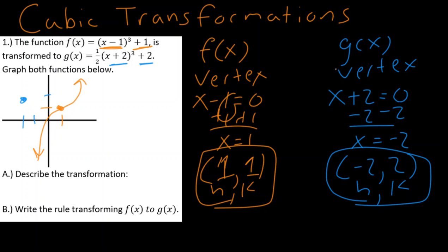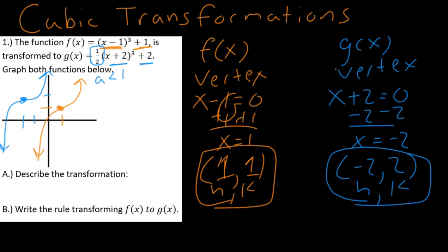Now notice we have this 1 half, and since a is 1 half, since a is less than 1, that actually means that we're going to vertically compress this function, and so it'll actually be a little bit wider. Just kind of like that. Okay? Alright, so let's describe the transformation.